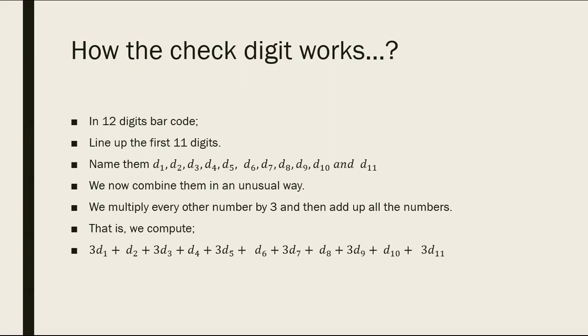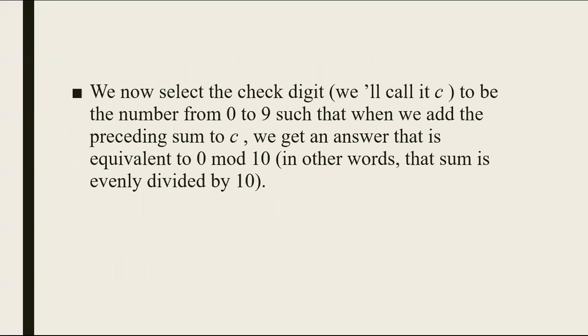The procedure is like this. We have lined up 11 numbers as D1, D2, D3 up to D11. So we multiply the first digit D1 with 3, plus keep the second digit as it is. We multiply the third digit with 3, keep the fourth digit as it is, and do the same procedure up to D11.